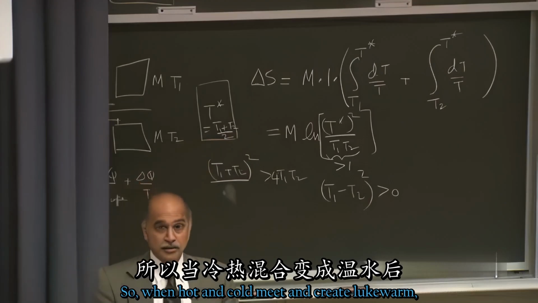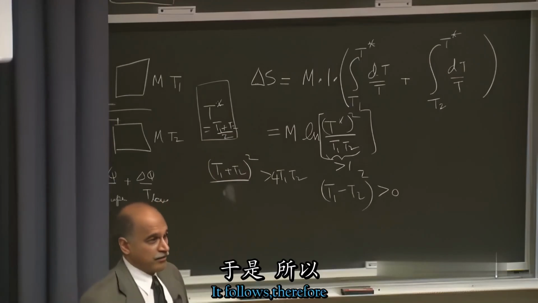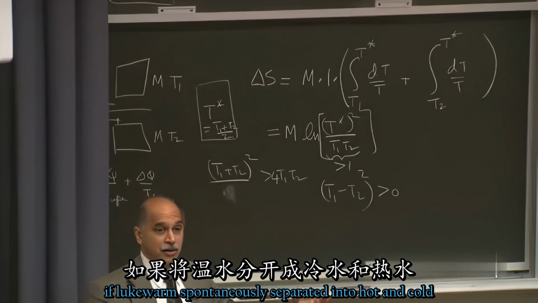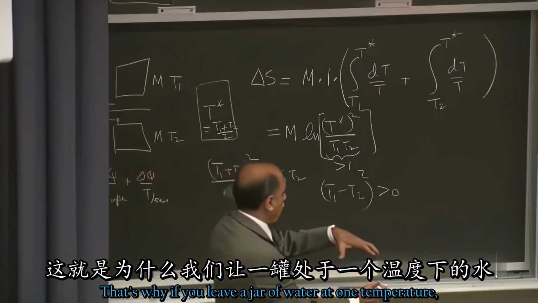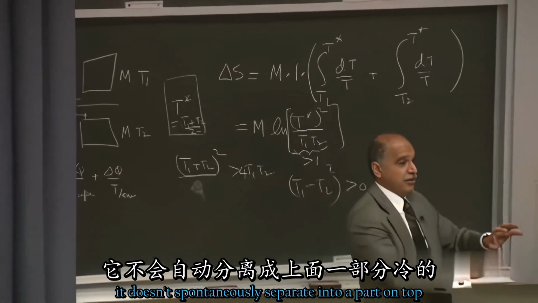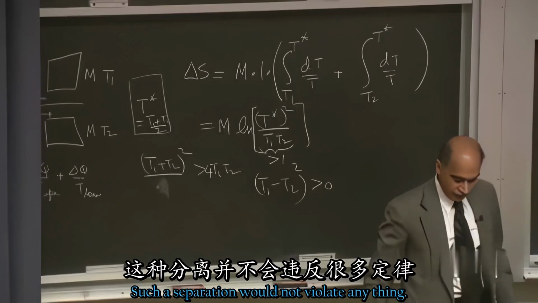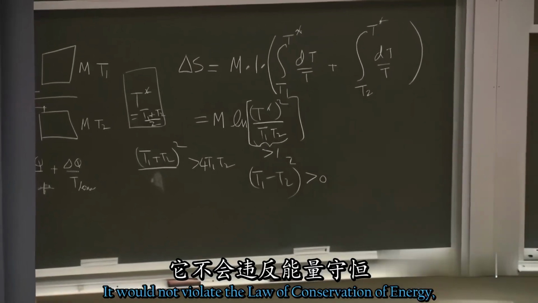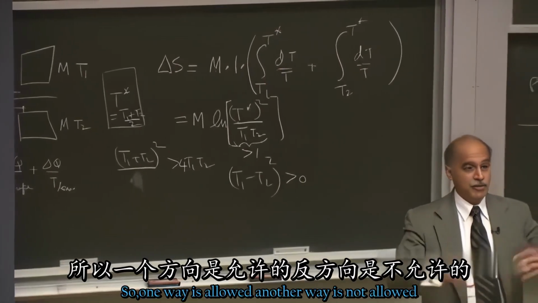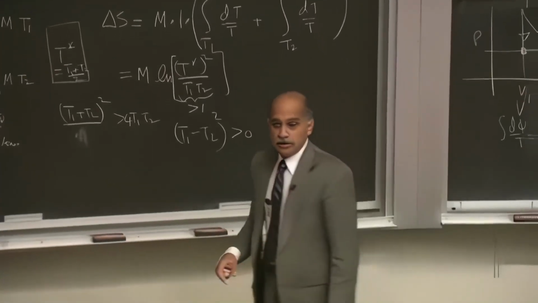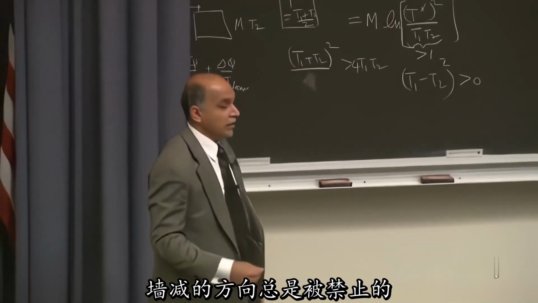So when hot and cold meet and reach lukewarm, entropy of the universe has gone up. It follows, therefore, if lukewarm spontaneously separated into hot and cold, the entropy would go down, and that's why that doesn't happen. That's why if you leave a jar of water at one temperature, it doesn't spontaneously separate into a part on top, which is cold, and a part on bottom, which is hot. Such a separation would not violate anything. Okay? It would not violate the law of conservation of energy, but it will violate the law that entropy has to always go up. So one way is allowed, another way is not allowed. So you see over and over again that anything that's allowed is in the direction of increasing entropy. Anything that's forbidden is in the direction of decreasing entropy.